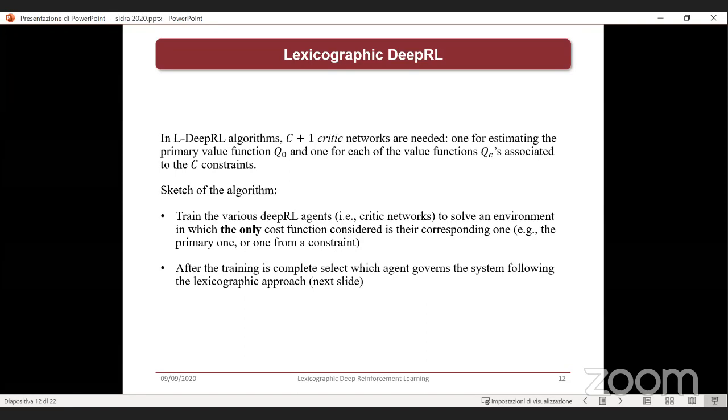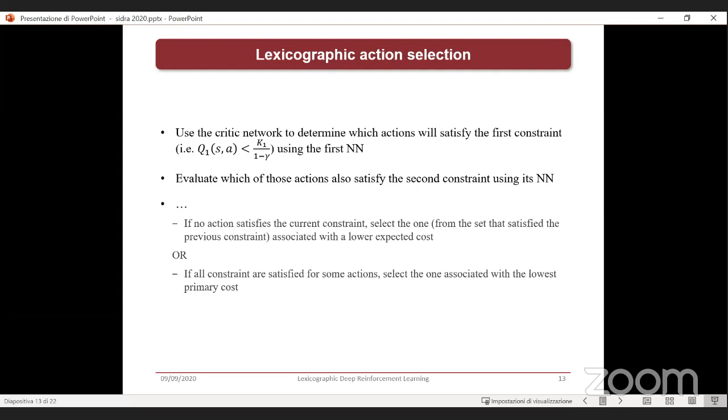After the training of all the neural networks is completed, we can select in a lexicographic fashion the best action to take. To do so, we can follow the lexicographic action selection procedure that I sketched here. Basically, we identify the set of actions that satisfies the first constraint, the one with the highest priority. We then forward this set of actions to the second constraint and evaluate which actions in that set satisfy also the second constraint. We can iterate this procedure up until the point we are in one of the following two cases.